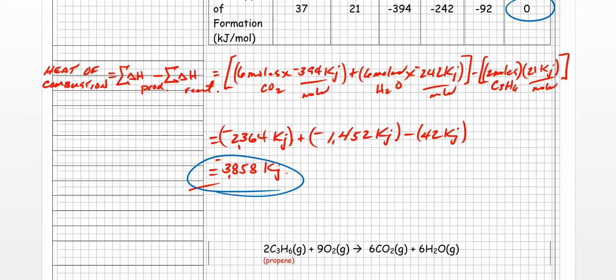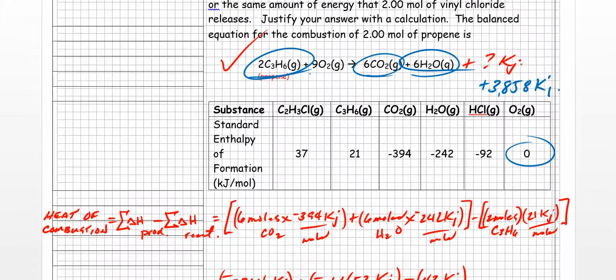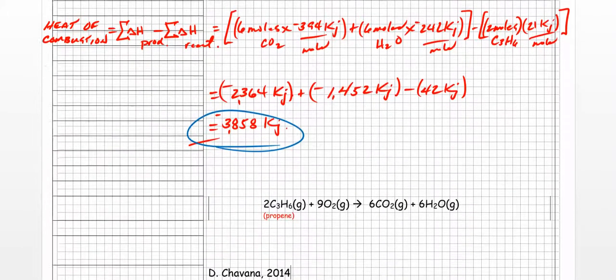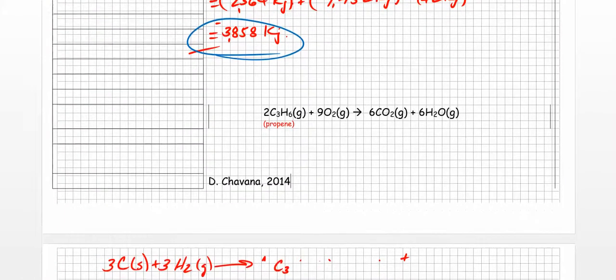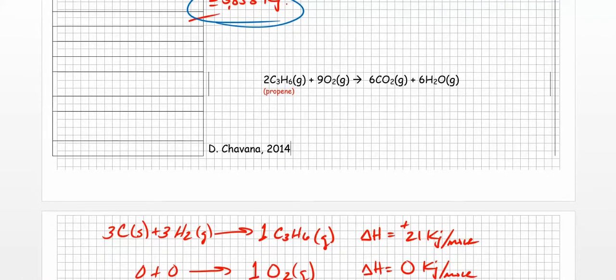And at that point, I would simply state what I've just told you, and that is that the heat that is released upon the combustion of propene is more than that of the vinyl chloride, right? That was the question. Let's try this a different way. Here's that reaction again. It's 2 moles of C3H6 plus 9 moles of O2 yields 6 moles of CO2 and 6 moles of H2O.